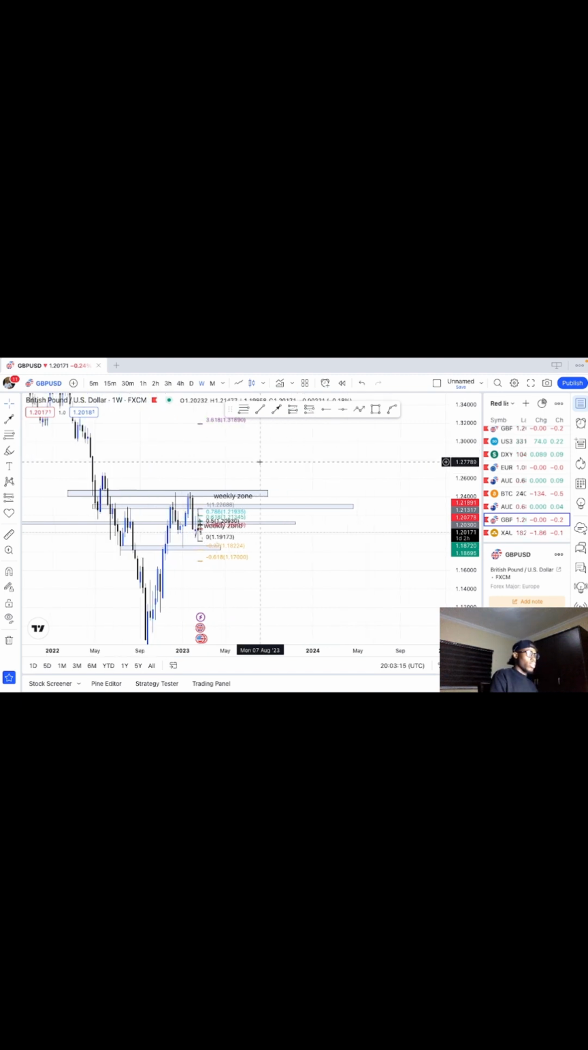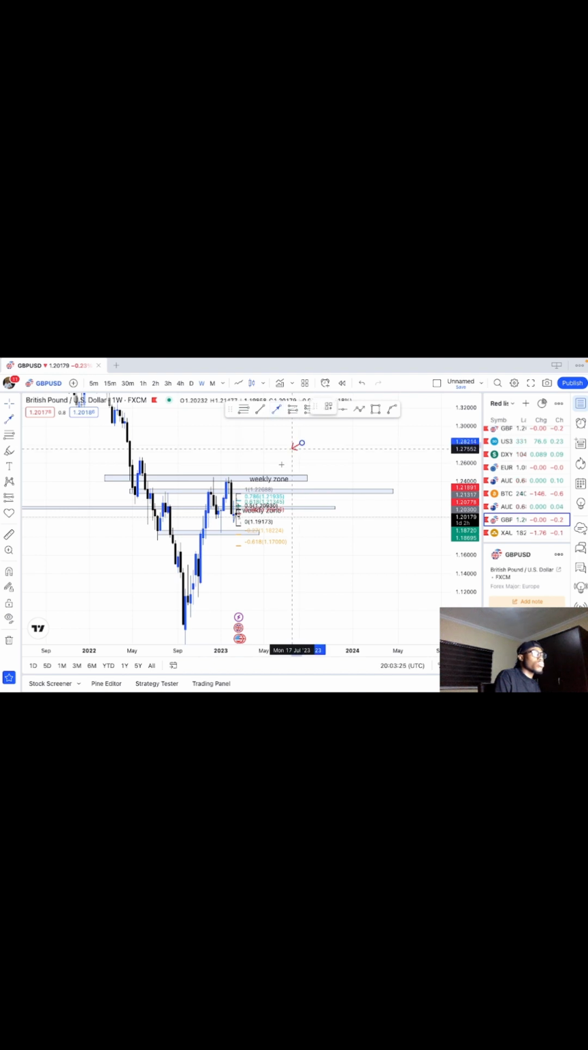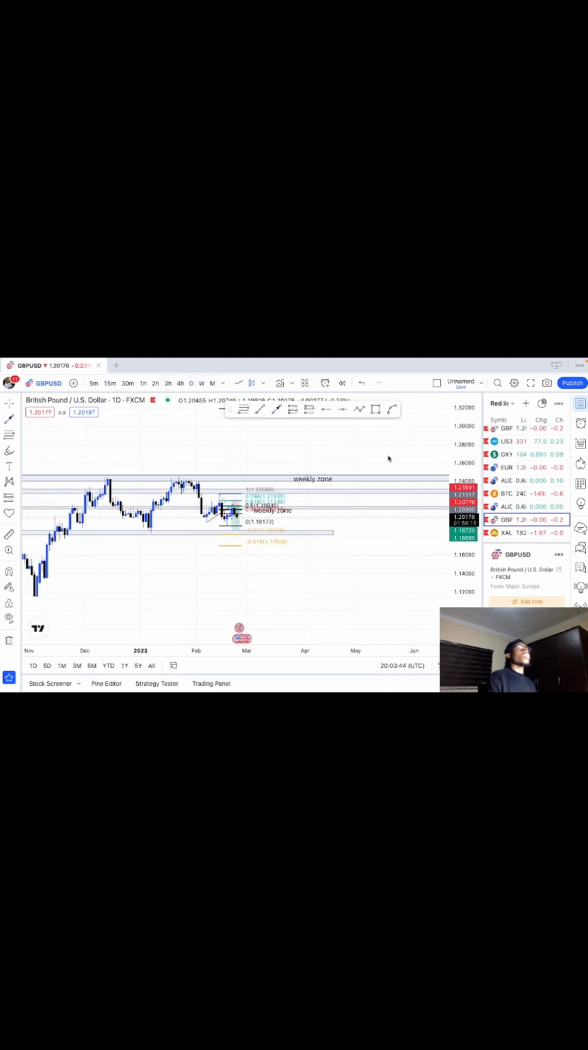GBPUSD came to this weekly zone. It came to this weekly zone here, did not break above, formed a very, very long engulfing candle here, and broke about two zones while forming the engulfing candle. Let's go down to the daily time frame.